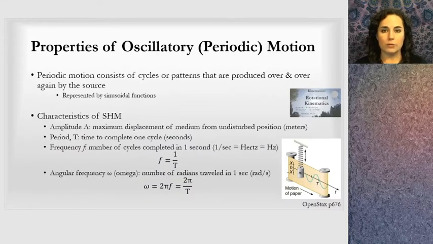First, I need to talk about properties of oscillatory or periodic motion. If you're familiar with these terms, it may seem self-explanatory. Periodic motion consists of cycles or patterns that are produced over and over again by the source, and these are represented by sinusoidal functions. We talked about this initially with rotational kinematics. When something is moving in uniform circular motion, it has a period. So one of the characteristics of simple harmonic motion is that there is a period: some cycle and amount of time over which the same motion happens, with the same amount of time each time.